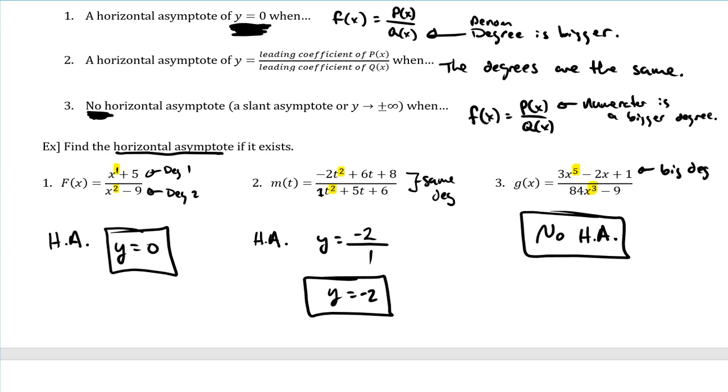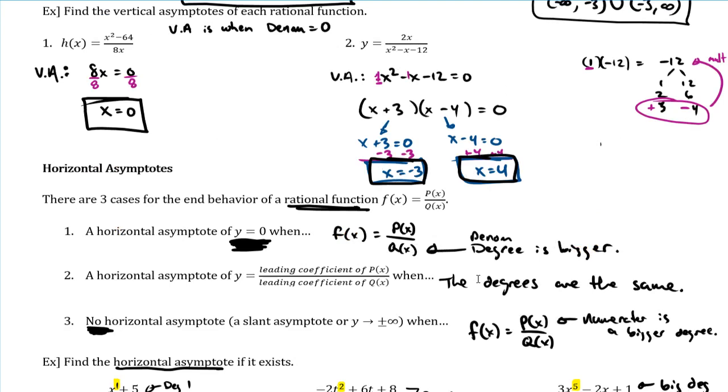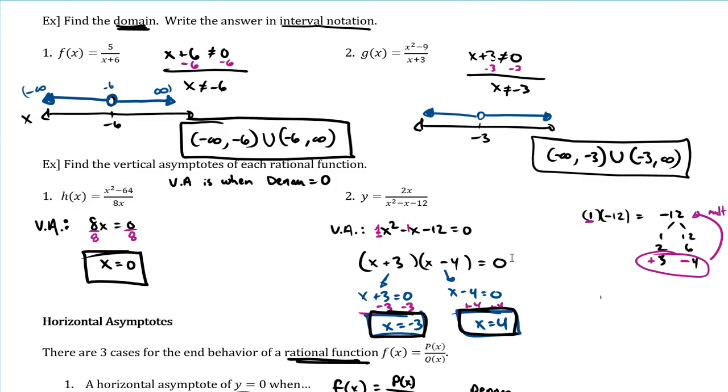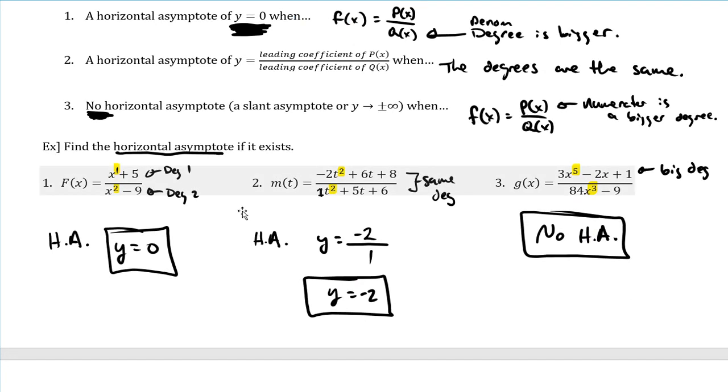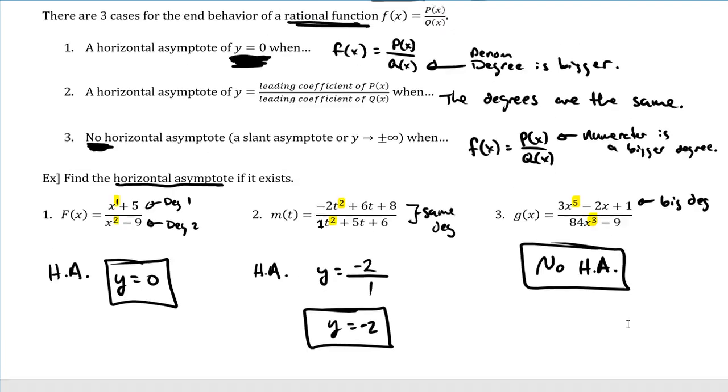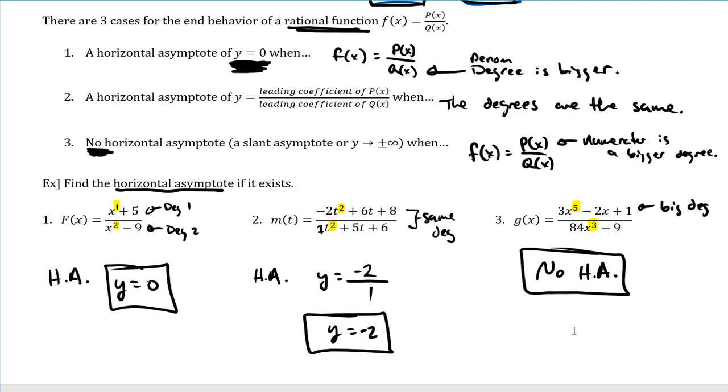Okay, so that is our video on the types of asymptotes and domains. Notice with vertical asymptotes, the denominator is more concerning. Same with the domain. So domain and vertical asymptotes are similar. You're focused on the denominator. Horizontal asymptotes is a comparison of degrees between the numerator and denominator. All right, so that's that.